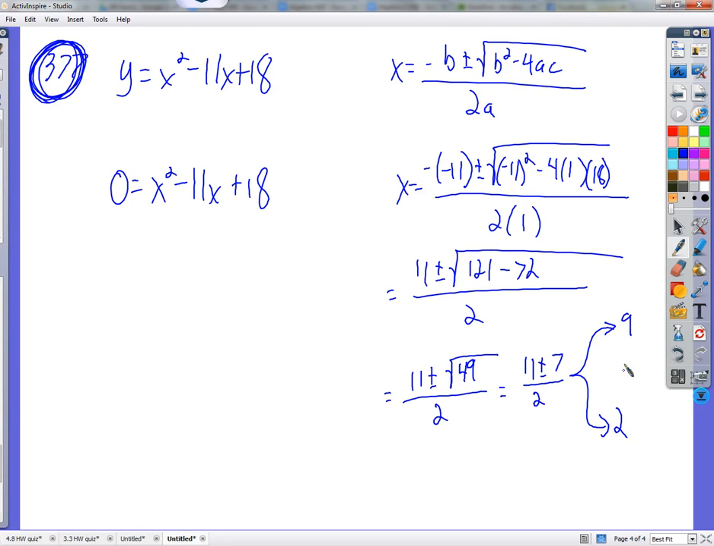Given that those answers came out so nicely, there's actually another way we could do it. Two other ways we could do it. What are those two other ways, just to remind us? Like have x minus 9 times x minus 2. Yeah. What's that called? Factoring. Yeah, factoring. Why is it called factoring?